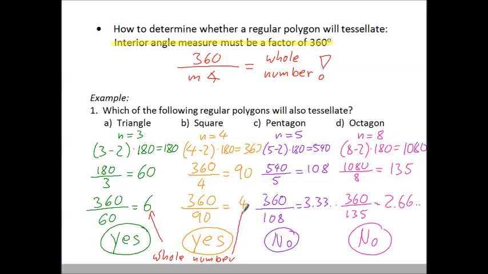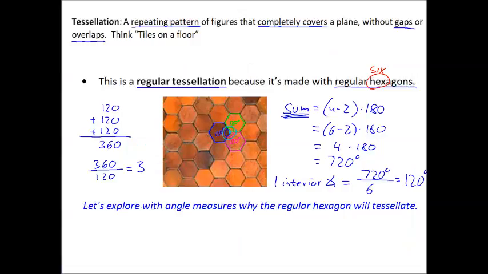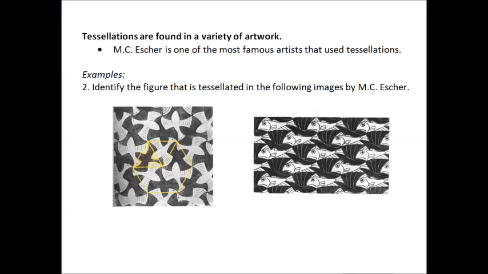6 is a whole number, and 4 is a whole number. And in the other examples, we did not get whole numbers. 3.3 repeating, 2.6 repeating are not whole numbers. Looking back at our hexagon from the beginning, 360 divided by 120 is equal to 3. That's a whole number.